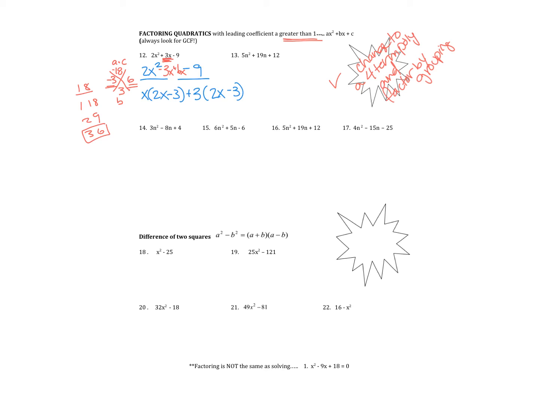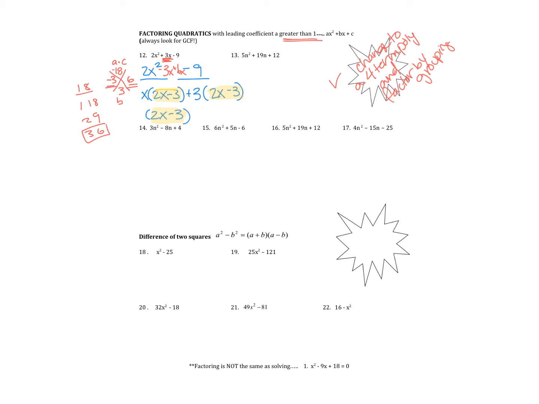Notice your parentheses match. They have to, if you're going to use factor by grouping, because now I'm going to pull out that term that they both have in common. So I'm going to pull the 2x minus 3 out to the front. I'm going to factor it out of both of these. There's my 2x minus 3.